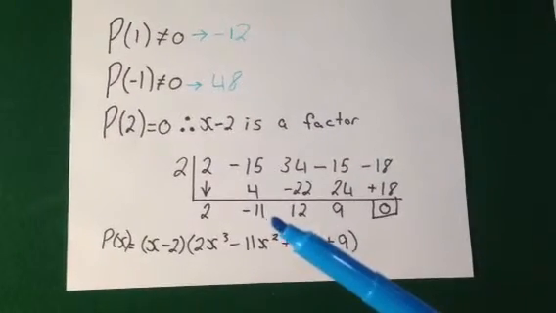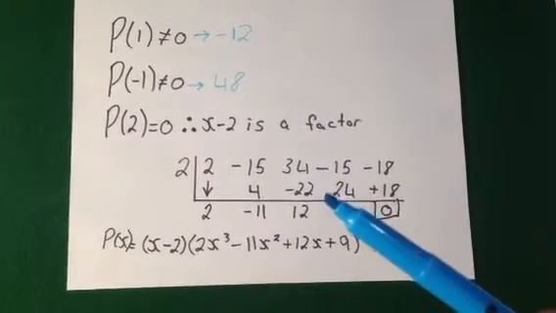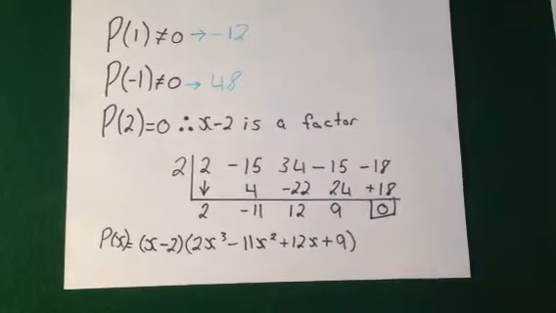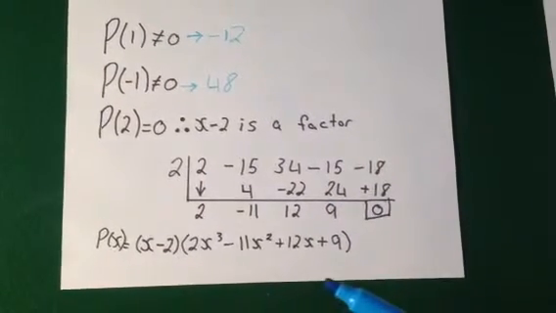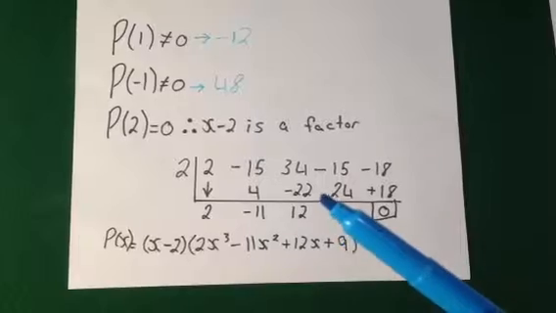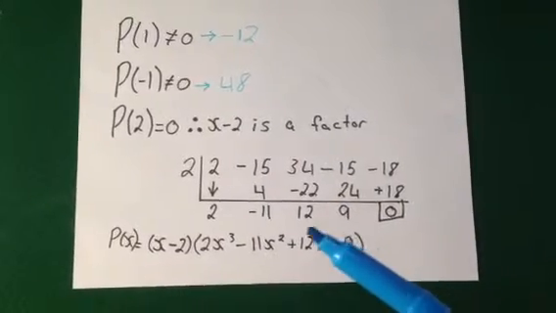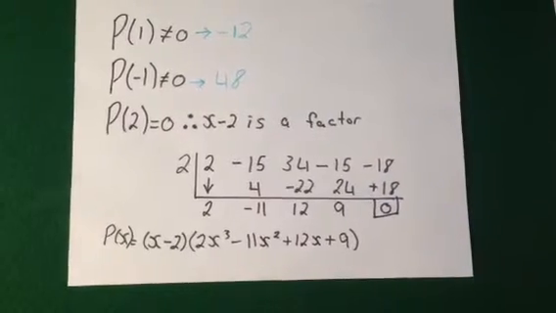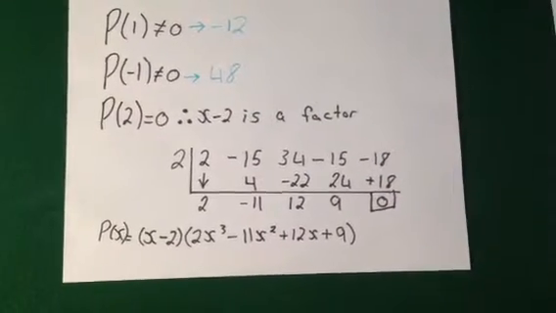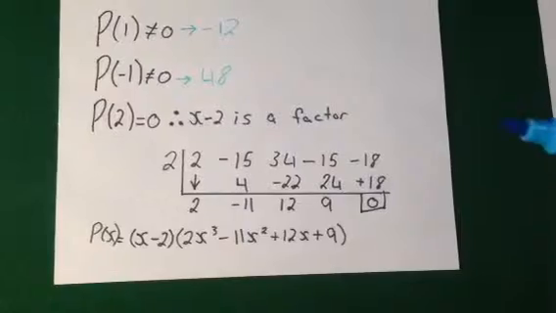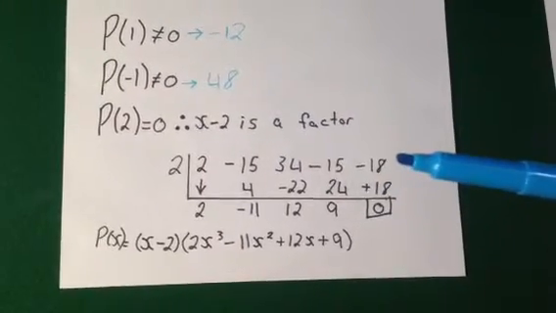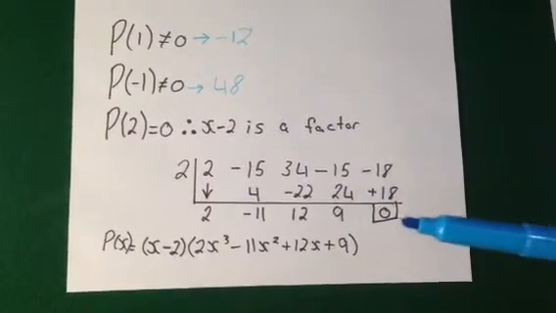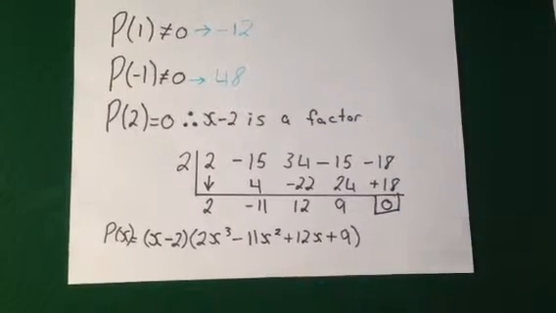equation, being -11. With the next number, multiply this by 2 as well to get -22. Place this number under the 34, then add them to get 12. Multiply your 12 by 2, then add it to -15 to get the next number, being 9. Lastly, multiply your 9 by 2 to get +18. Subtract this from your +18 to get your remainder of 0.